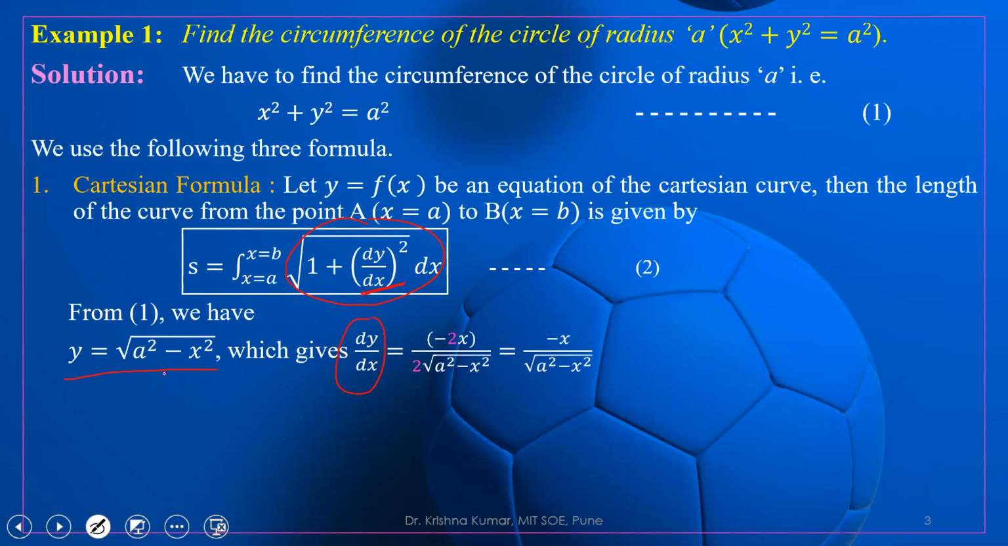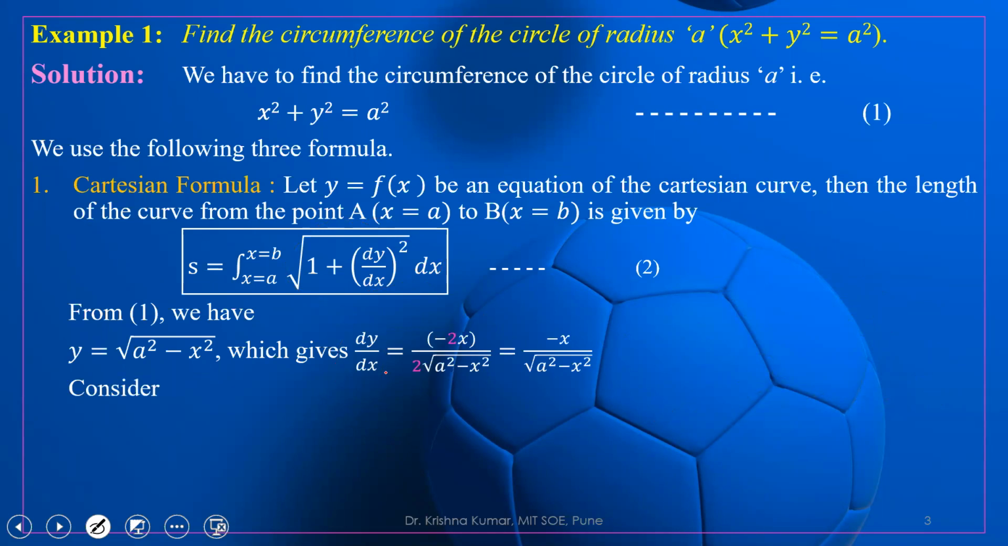What is the derivative of root x? The derivative of root x is 1 upon 2 root x. So that's why it is written here: 1 upon 2 root over a square minus x square. Again, what is the derivative of a square minus x square? It is minus 2x. So this minus 2 and 2 will cancel. What we are getting is minus x upon root over a square minus x square. So this is dy/dx.